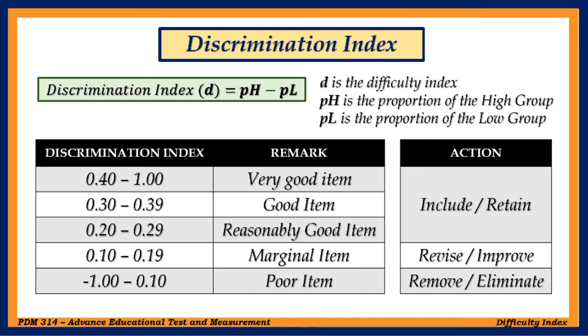For the action, if the item is good, it will be included or retained, while for marginal and average items, it will be revised or improved. For poor items, the action is to remove or eliminate the item.